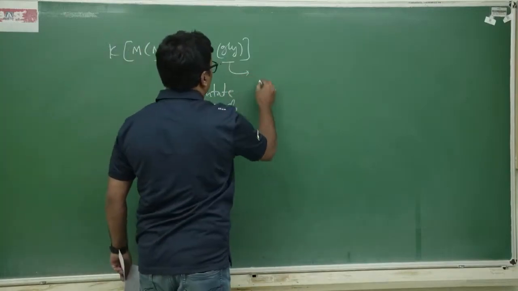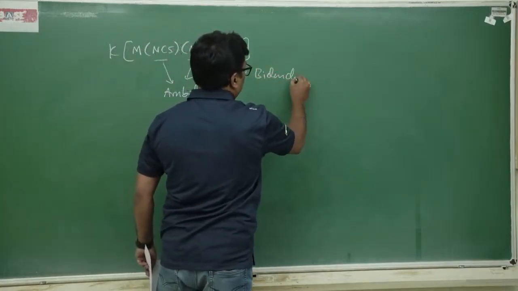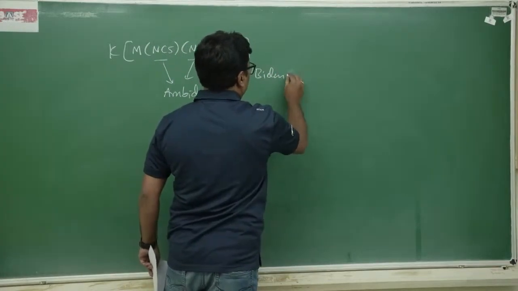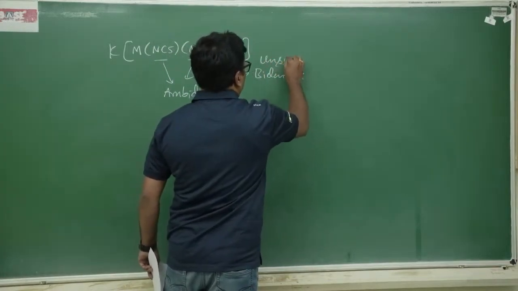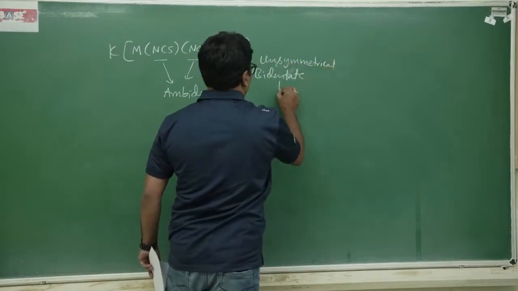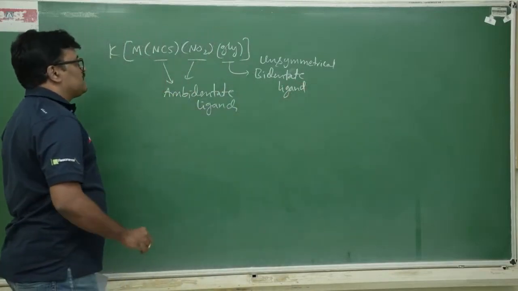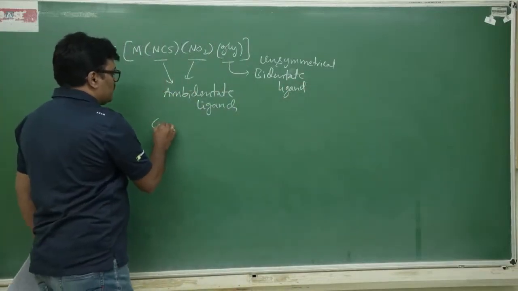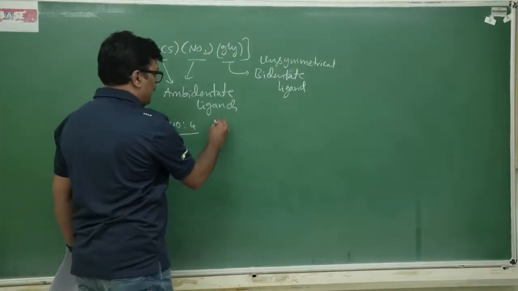These two are ambidentate ligands, and this is a bidentate, unsymmetrical ligand. They are asking about a complex with coordination number 4, so it is square planar.